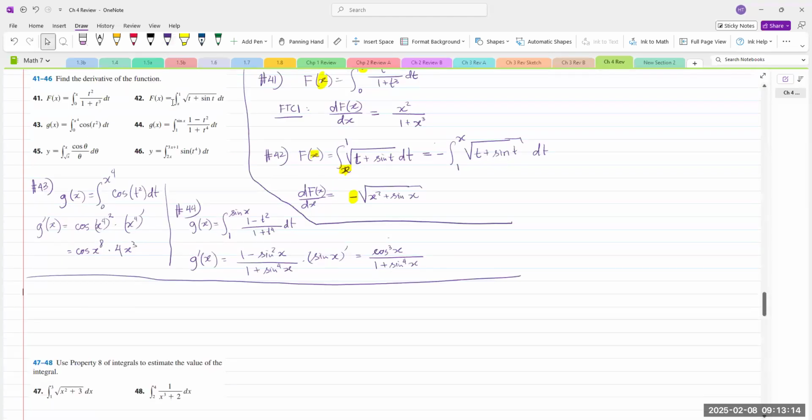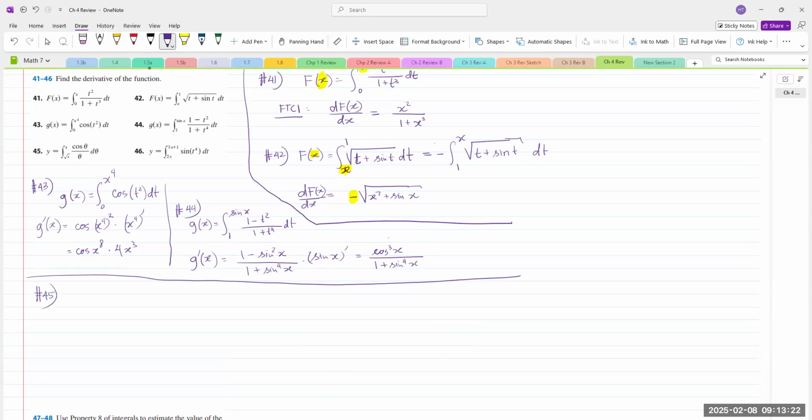Number 45, what happens if we have functions on the top and the bottom of the interval of integration? You can think of it as finding a number in between so that you can split them. But I think you can just go ahead with this. y equals the integral from square root of x to x of cosine theta over theta d theta. The y prime will be on the top.